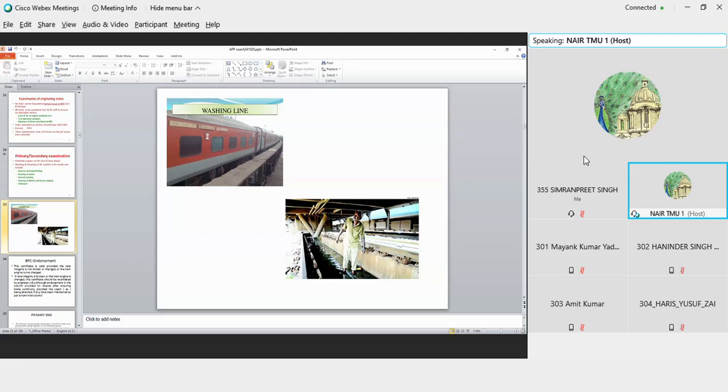Once this rake has come onto the washing line, they will do interior cleaning, they will do exterior cleaning, they'll build up the deficiencies, they'll do the undergear examination, they will water up the train formation, they'll do adequate watering in the train, and then they'll do the brake continuity test. They will see whether the braking equipment is working fine or not. So these lines are provided with compressors and test rigs. So they will see whether all the brake cylinders are in working condition or not.